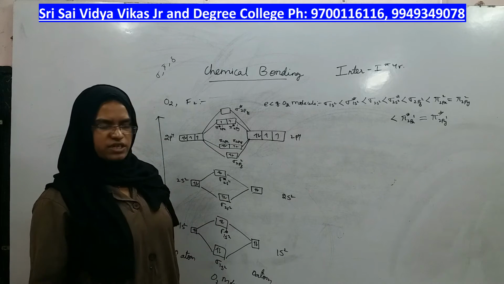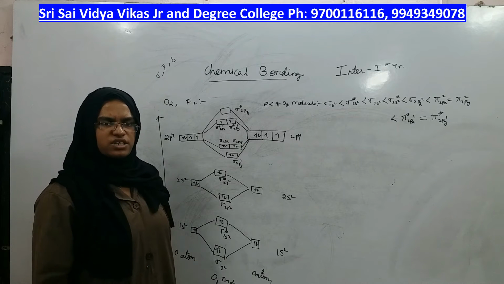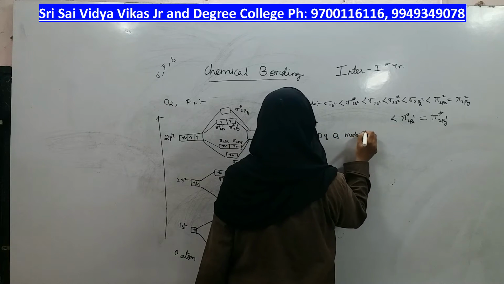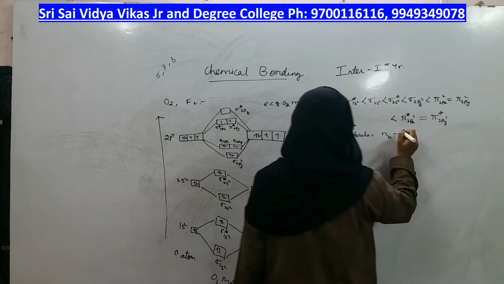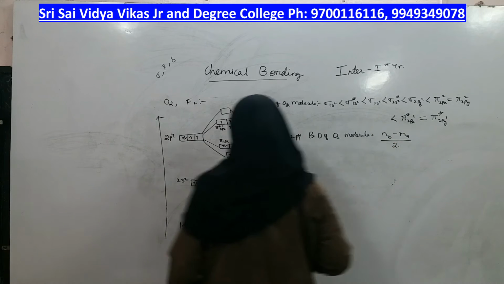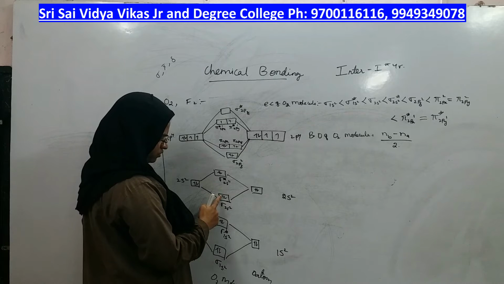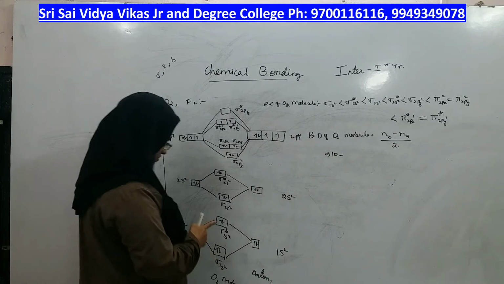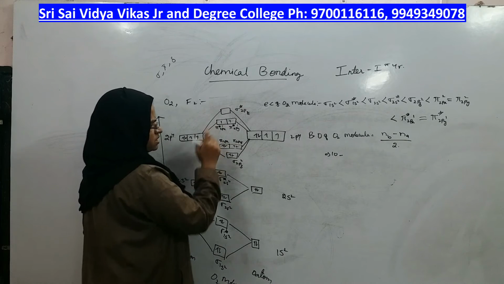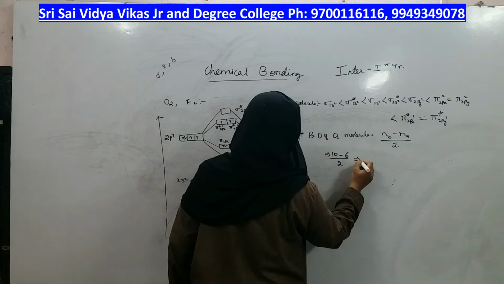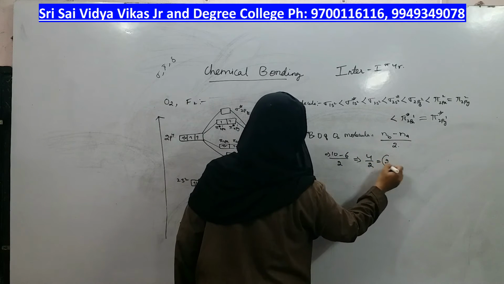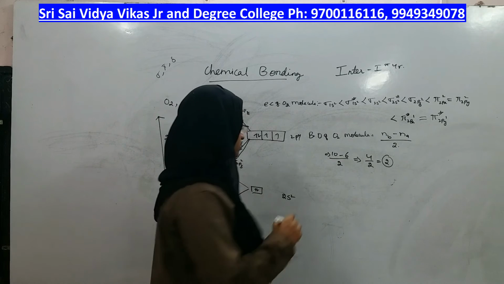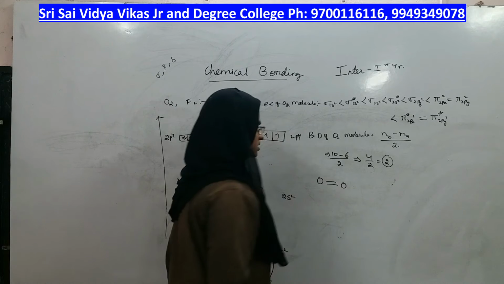Now, by seeing the electronic configuration or the diagram, let us calculate its bond order. Bond order of the oxygen molecule. What is the formula? Total number of bonding electrons minus anti-bonding electrons, divided by 2. Bonding: 1, 2, 3, 4, 5, 6, 7, 8, 9, 10. Anti-bonding: 1, 2, 3, 4, 5, 6. Total 4 by 2, which is 2. So in the oxygen molecule, how many bonds are present between the two oxygen atoms? 2. So the oxygen molecule has 2 bonds.